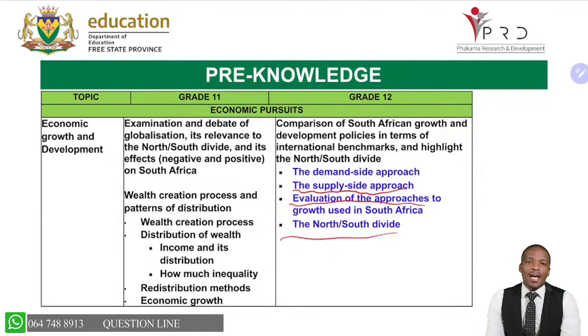And also we are going to be looking at certain policies that were introduced by our government in order to achieve economic growth and development. We're also going to be looking at the North-South divide. In grade 11, we did that, and we're doing it in detail when we're doing growth. We also looked at development as well as the characteristics of developing countries. So this is our lesson for today: the supply side approach in achieving economic growth and development, evaluation of the South African policies or approach in achieving growth, and also the North-South divide.